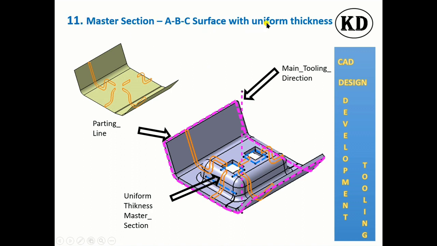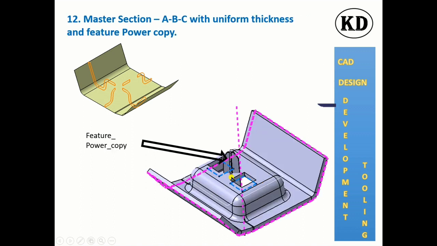Next one is master sectioning. You have to follow the sections for the given parts. A surface is given, master sections are given. These are uniform master sections, meaning the same thickness at all master sections given to you at any section in the part. So you have to follow the master sections and close the volume, find out the main tooling directions and parting line. This is your task.